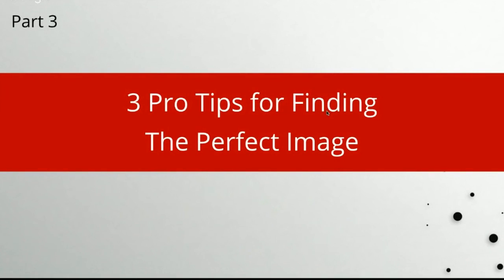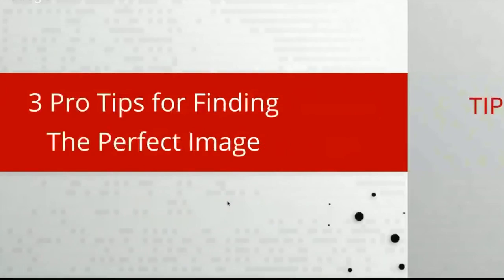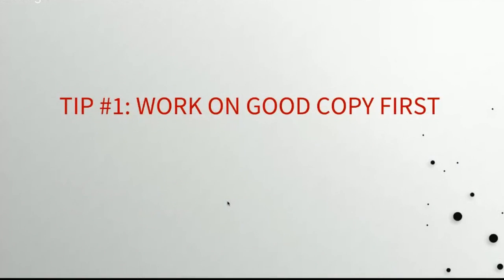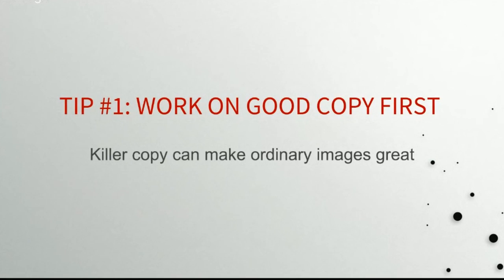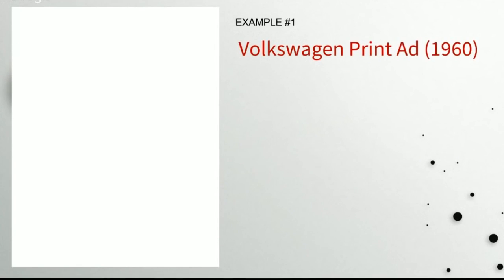Let's move on to part 3, 3 pro tips for finding the perfect image. I think this is a little bit more fun. Tip 1 is work on good copy first. Killer copy can make a fairly ordinary image great. And as an example of this, this is a Volkswagen print ad from 1960.